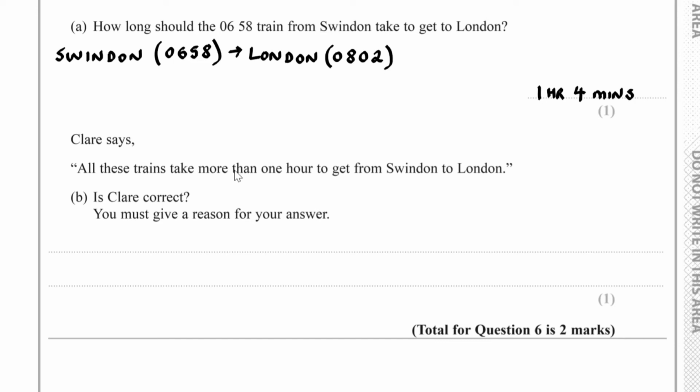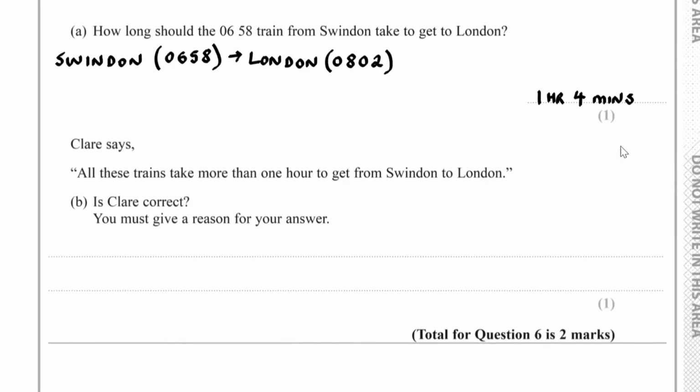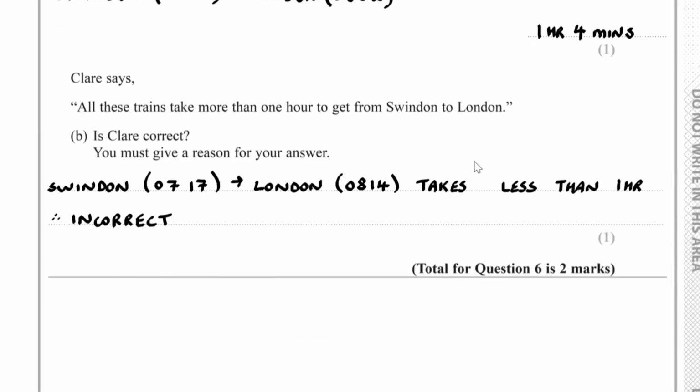For the next part, Claire says all these trains take more than 1 hour to get from Swindon to London. Is she correct? You must give a reason for your answer. Well, if I take a look at this 7:17 train, it arrives in London at 8:14, and that's less than 1 hour. It actually takes 57 minutes, so therefore Claire is incorrect.